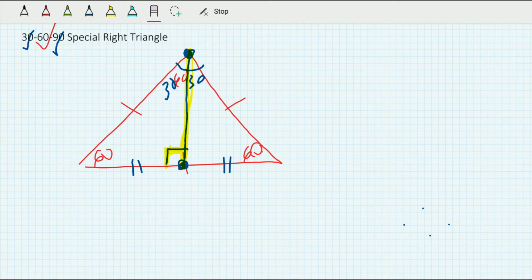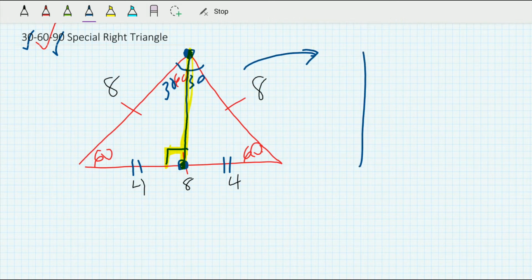Okay. So let's just choose an even number, right? Nice even number. Let's choose 8. So what that means is this side is equal to 4 and this side is equal to 4. So we end up getting this triangle here. Okay, I'm going to go ahead and draw it.